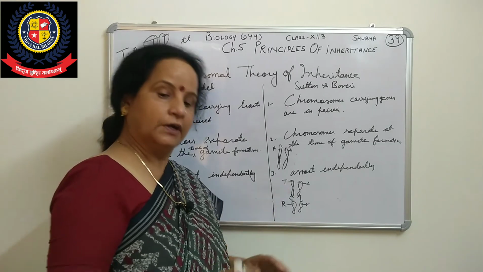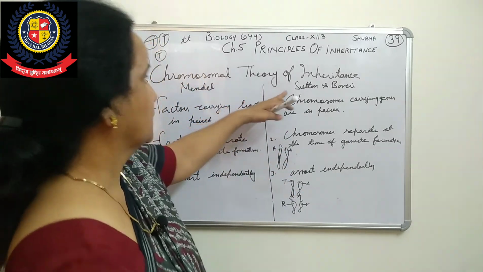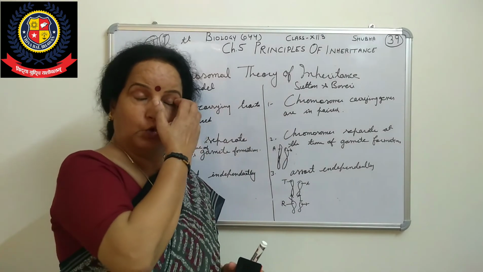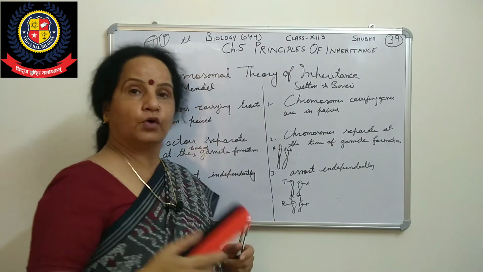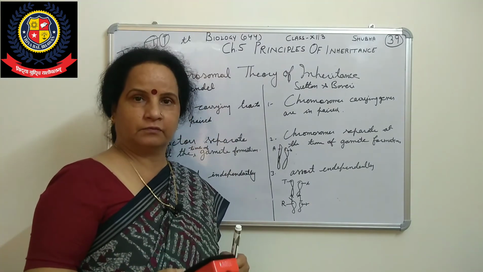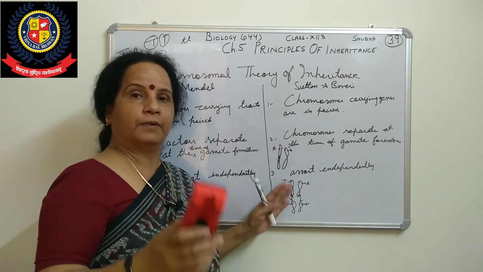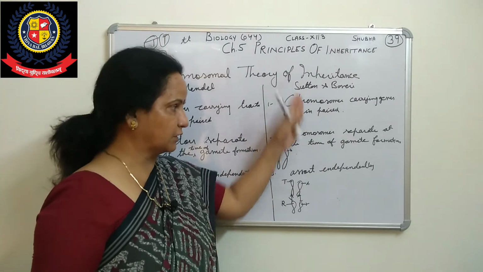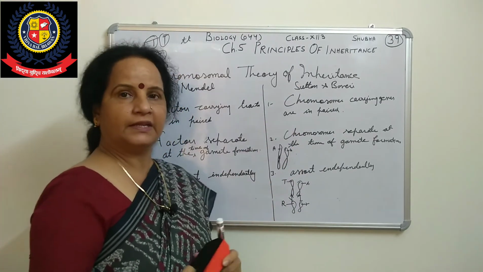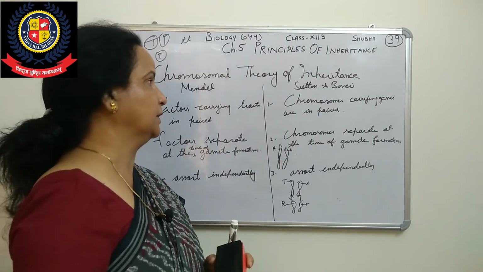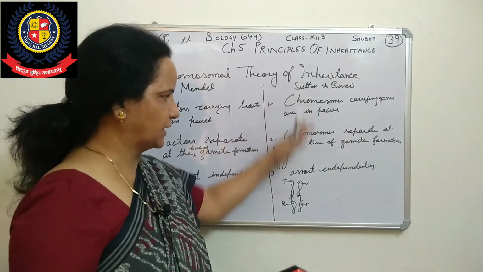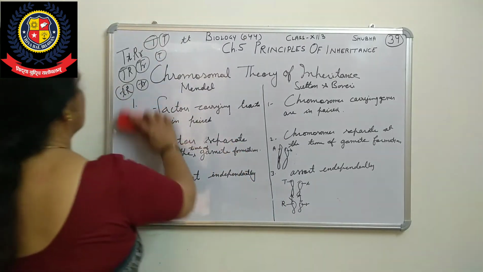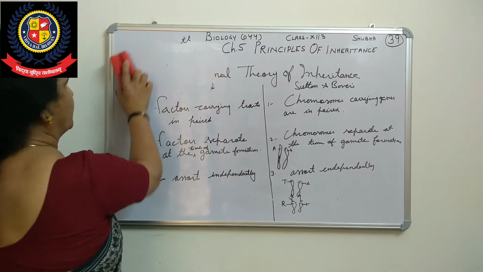Is that clear? What Sutton and Boveri told is theoretical; the theory is there, but no experimental proof. Then one more biologist, T.H. Morgan, gave experimental proof for this Sutton-Boveri theory. Whatever they had told, he did one more experiment and showed that it is right. Experimental proof was given by T.H. Morgan. We will see how that was.